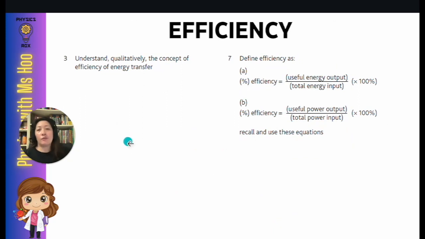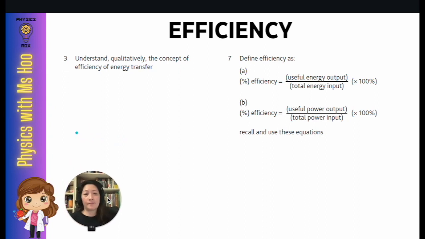For efficiency, you need to be able to explain the concept of energy transfer in terms of efficiency. And you need to know the efficiency formula. They can be calculated based on energy or power. Generally, it's just the useful output over the total input, whether it's energy or power. So as you can see here, efficiency can be calculated as the useful energy output over total energy input times 100%, or useful power output over total power input times 100%. The efficiency is normally expressed in percentage.